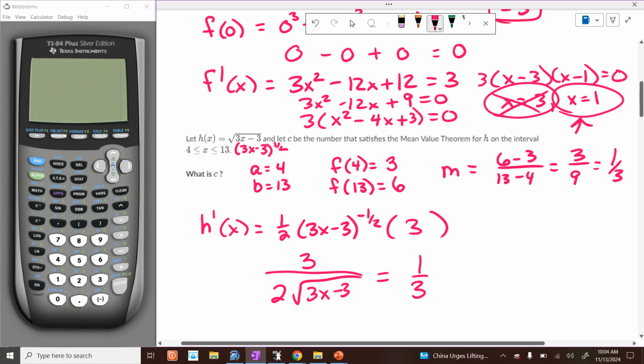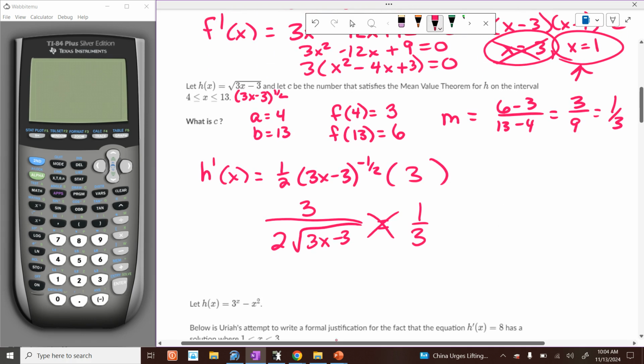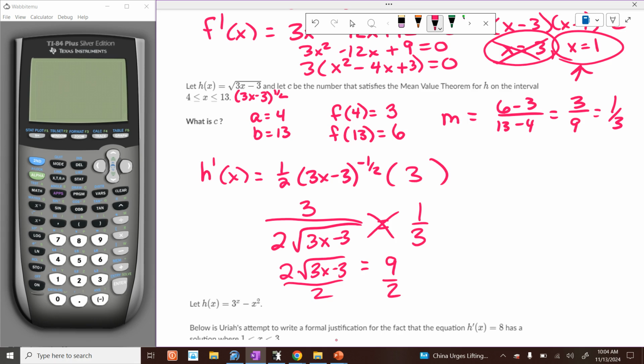This is like a proportion, right? A fraction on each side. And when we solve proportions, we cross multiply. So 2 square root of 3x − 3 should equal 9. Divide by 2. The square root of 3x − 3 equals 9/2.